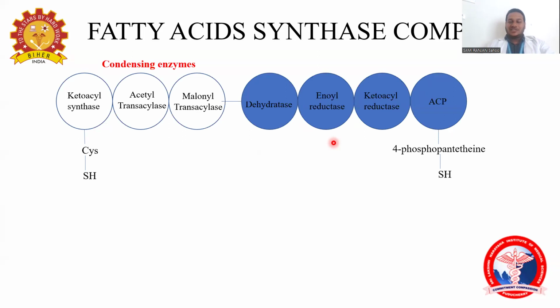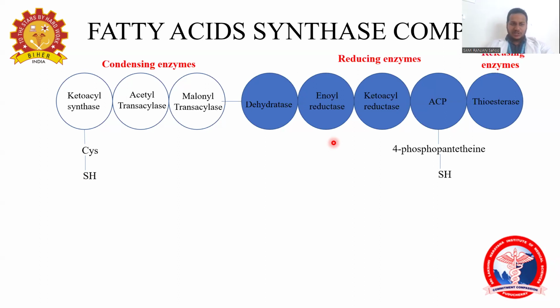Along with that, ACP, we have a releasing enzyme. These four enzymes are called reducing enzymes: dehydratase, enol reductase, ketoacyl reductase. ACP is a protein. And finally, we have thioesterase, which is called the releasing enzyme.